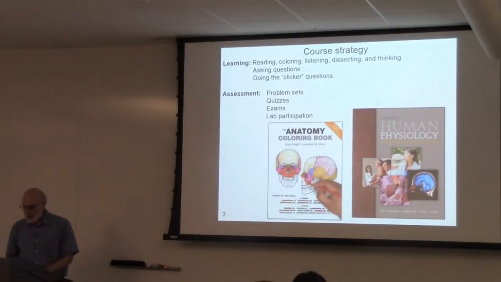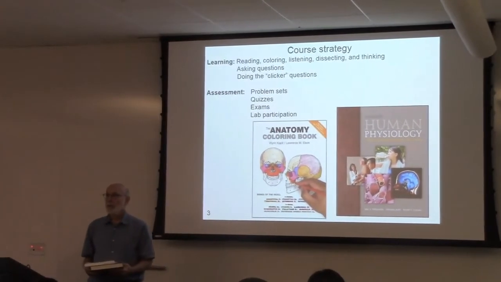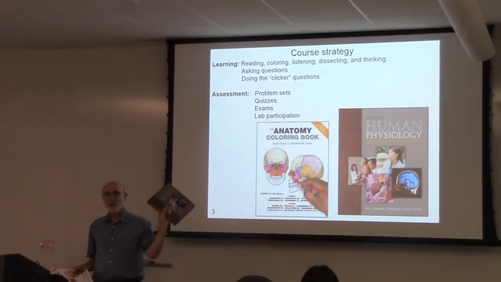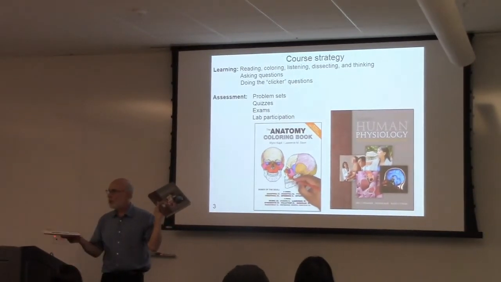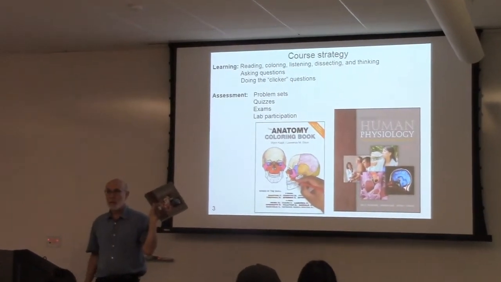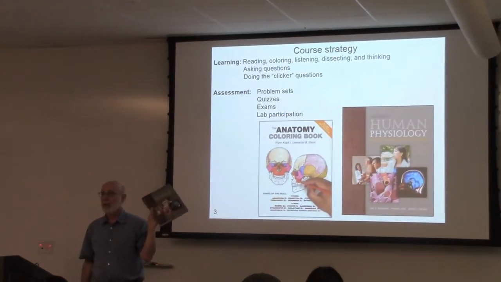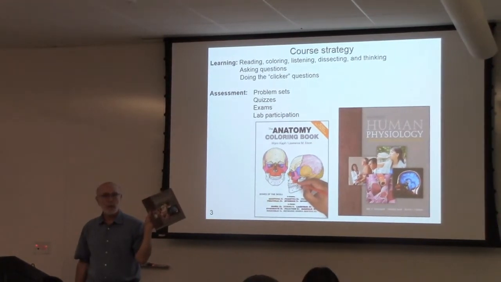Two required texts, same text as in A&P I. So if you take both courses, the books are the same. You don't have to rebuy them. So this is the physiology textbook. It's required. There'll be reading assignments, which are in your schedule that I handed out. The reading assignments are required, and they're in here. Some of them are long because it's kind of review, and some of them are focused and short.